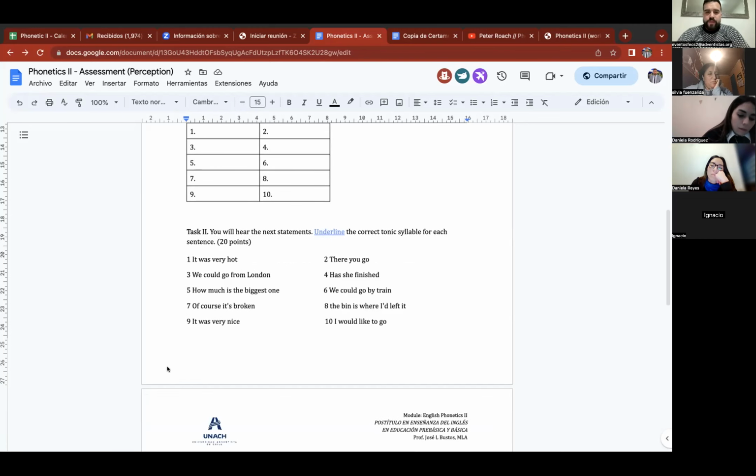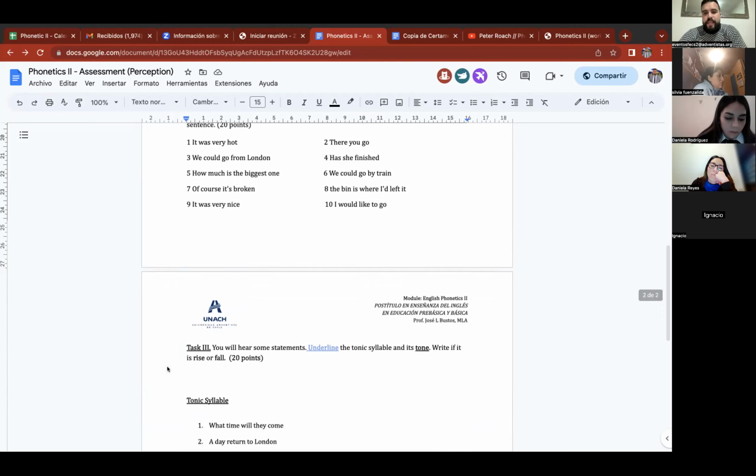In task 2, you will hear the next statements. There are 10 different statements. You have to underline the correct tonic syllable for each sentence. 2 points for each statement. Okay, just underline the one that you feel is prominent.